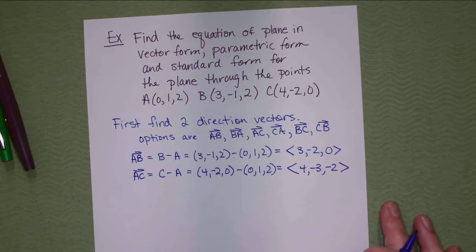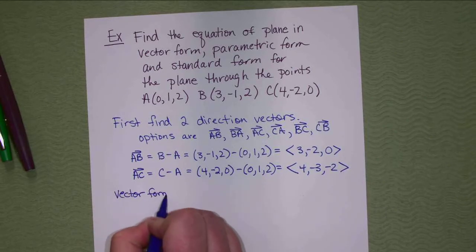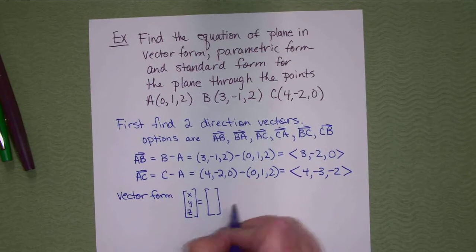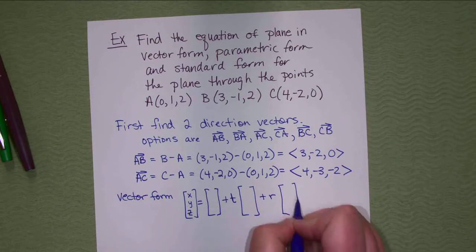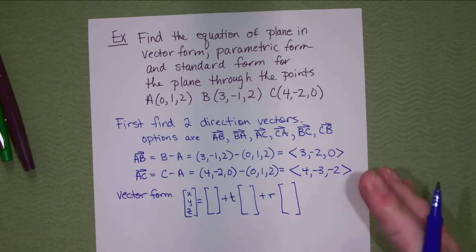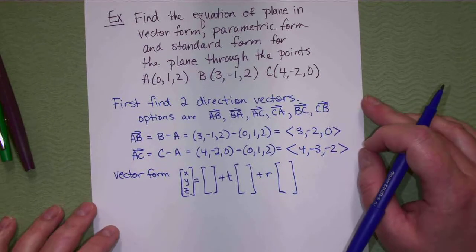So you're basically done both vector and parametric form once you have two vectors, because you just write it out. So vector form is x, y, z is equal to a point plus t times one of your directions plus r times another direction. Sometimes they put s instead of r in the book, but I don't like s because it looks like a 5. And then people get all messed up because they think they wrote 5 when they put an s. So I know some books put s instead of r. The letter itself doesn't matter because they just represent anything.